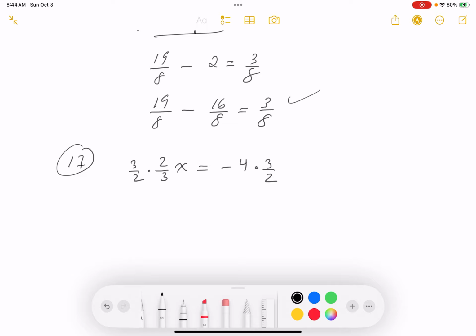What do you get there? Well, on the left side, you just get x because the 3's cancel and the 2 cancels. And then what do you get over there? Well, if you want to put a 1 there, you can. 2 goes into 2 once, goes into 4 2 times. You get minus 6. All right?